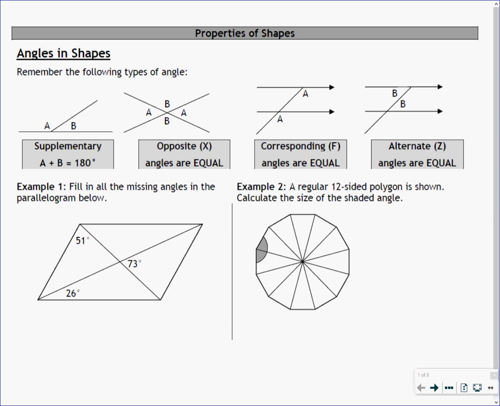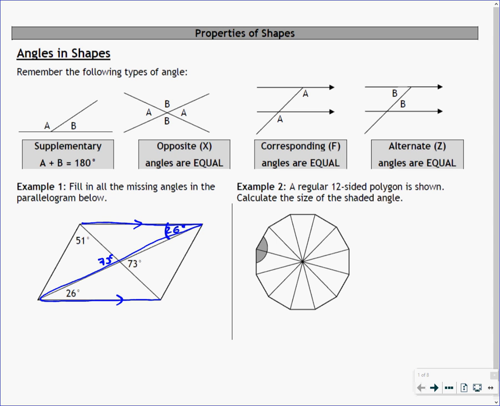So I want to fill in all of the missing angles in the parallelogram below. So in this, look for our F angles, our X angles, our Z angles, and so on. So straight away, I'm thinking that we have a letter Z here. It's a parallelogram, so that and that are both parallel. So I must have 26 degrees up here. I'll have 73 degrees here.